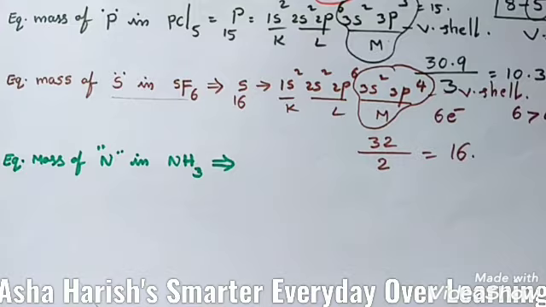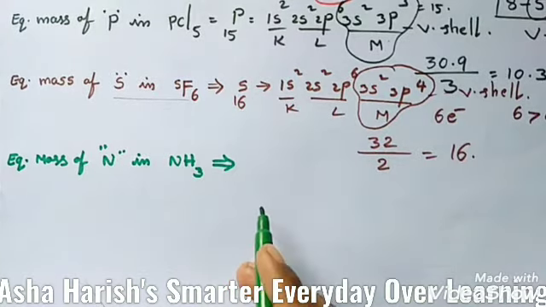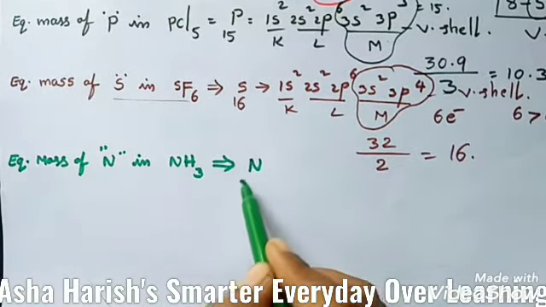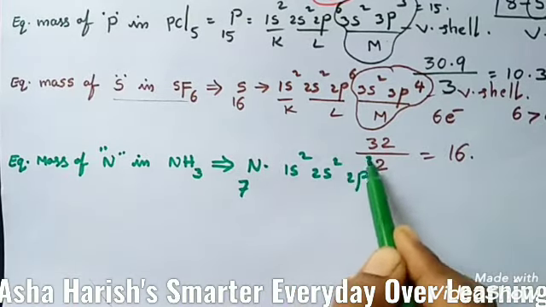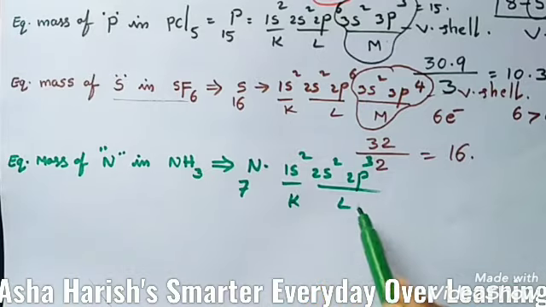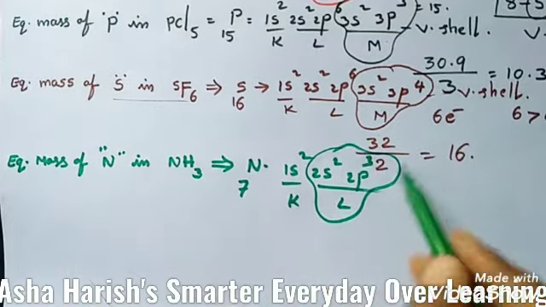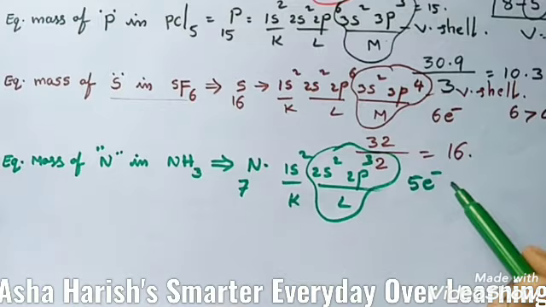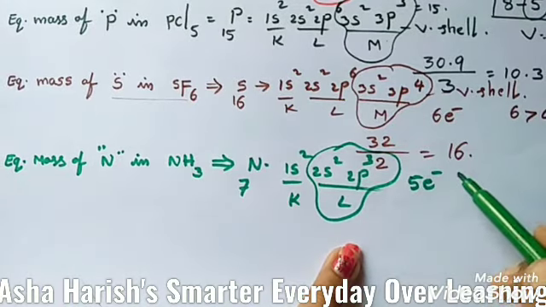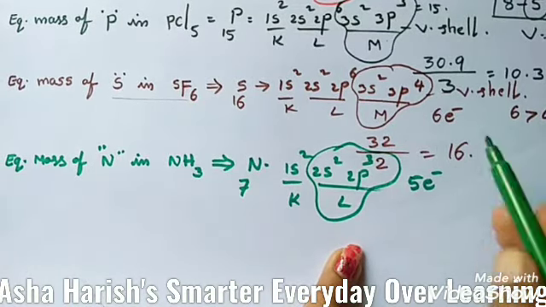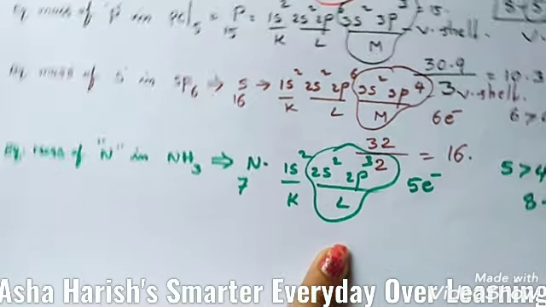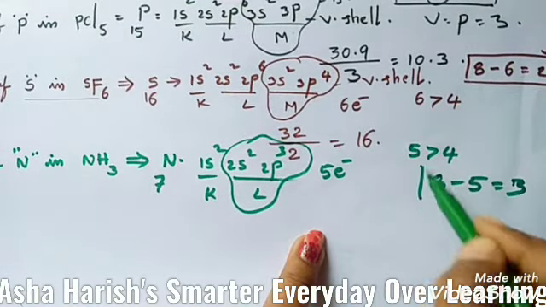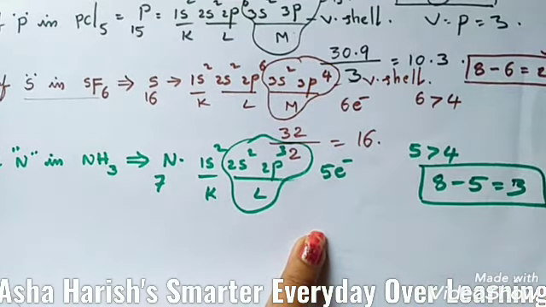Find the equivalent mass of nitrogen in NH3, ammonia. So here the central atom is nitrogen, atomic number 7. If you write the electronic configuration, 1s2, 2s2, 2p3. Then this is the K shell, L shell. The L shell is the second shell here. It contains 5 electrons. So these 5 electrons are known as valency shell electrons, the valency electrons. 5 is greater than 4. So 8 minus 5, that is 3. 3 is the valency of nitrogen.